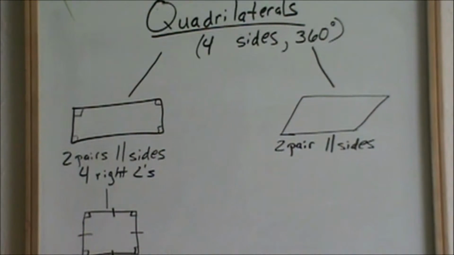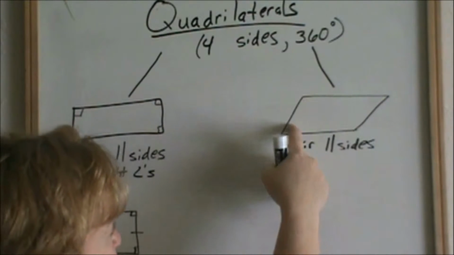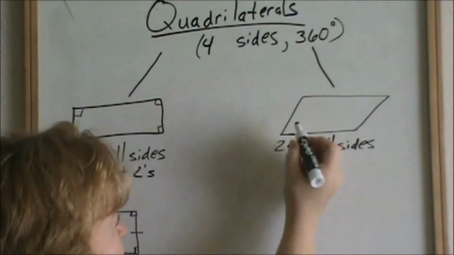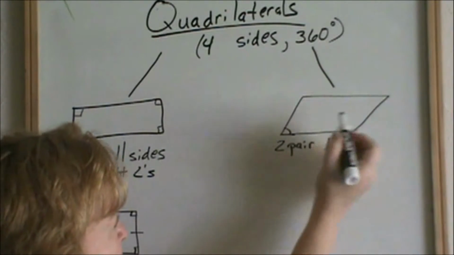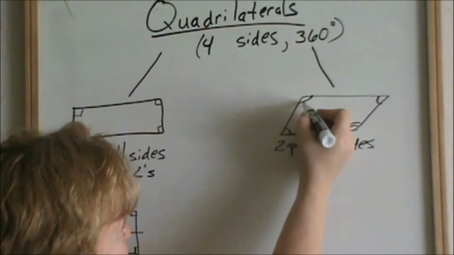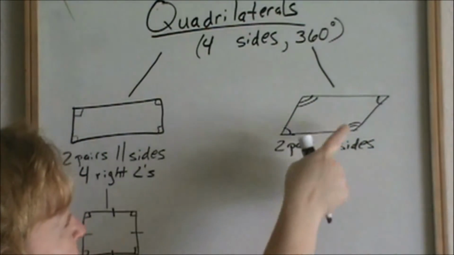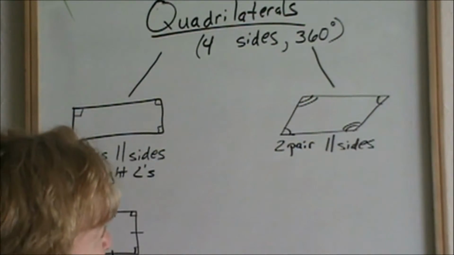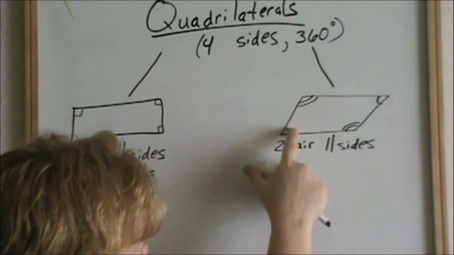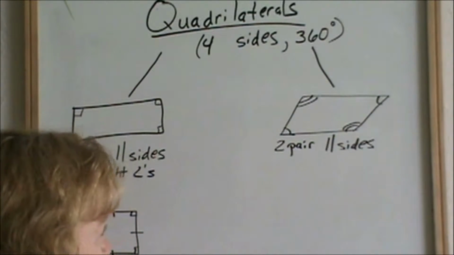There are no right angles in a parallelogram. If I added up all of these angles, they would still add up to 360. The one thing about parallelograms, this angle and this angle are congruent, and this angle and this angle. My picture is not the best, but the opposite angles in parallelograms are congruent. Since this symbol matches this symbol, that shows congruent. This symbol matches this one, that's congruent.